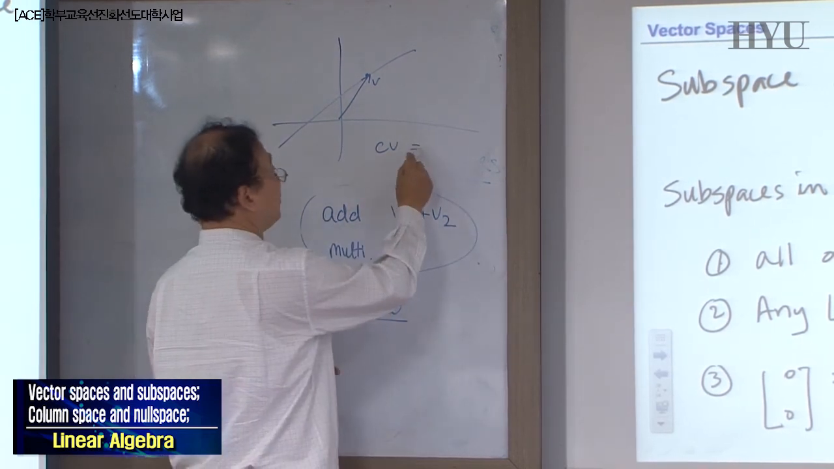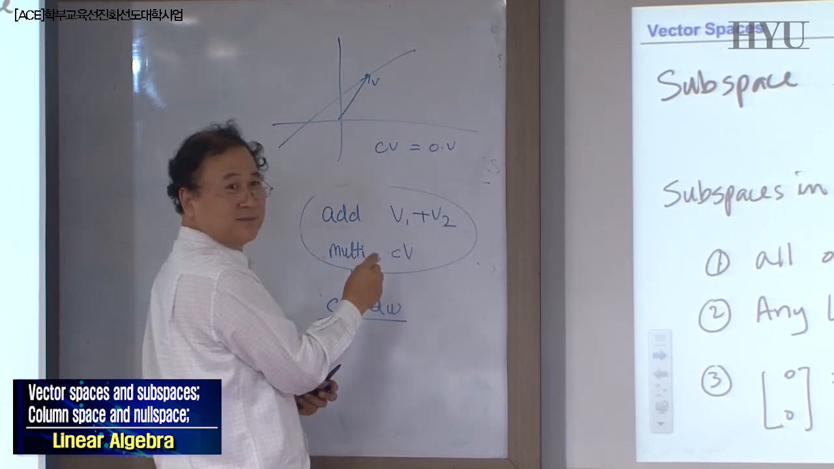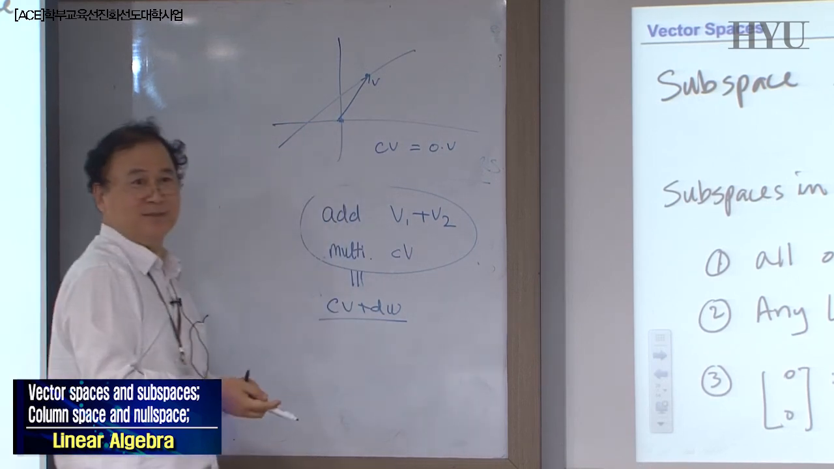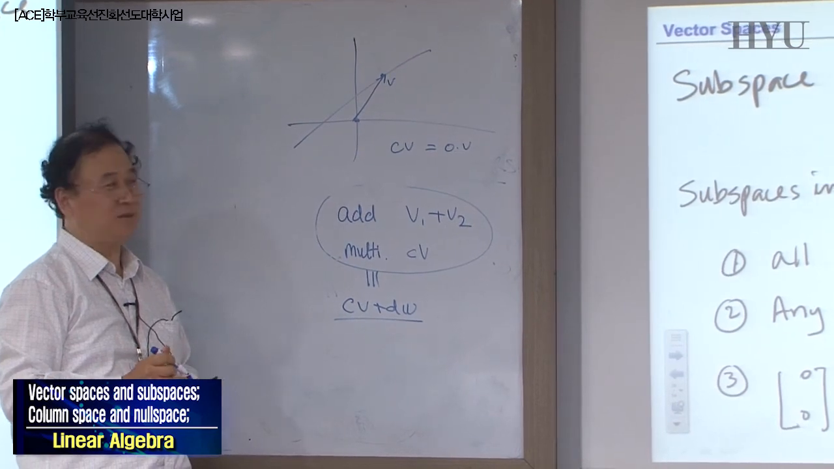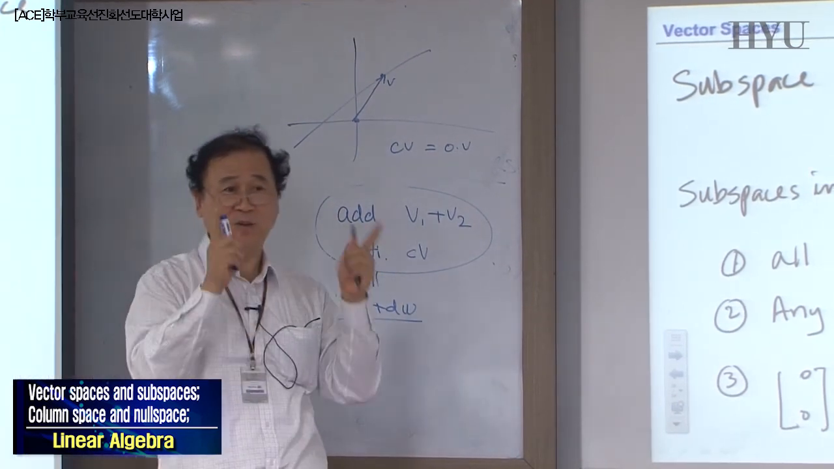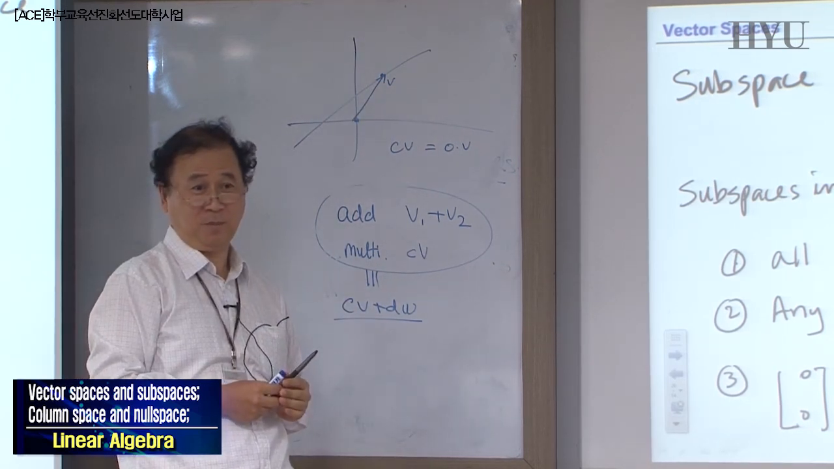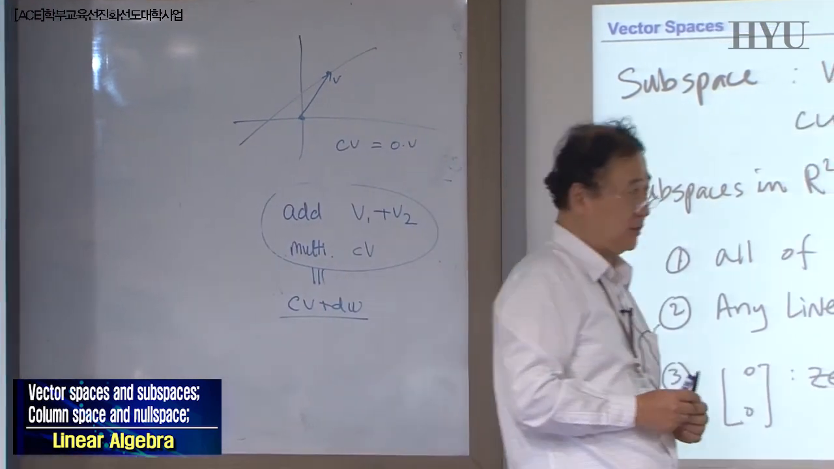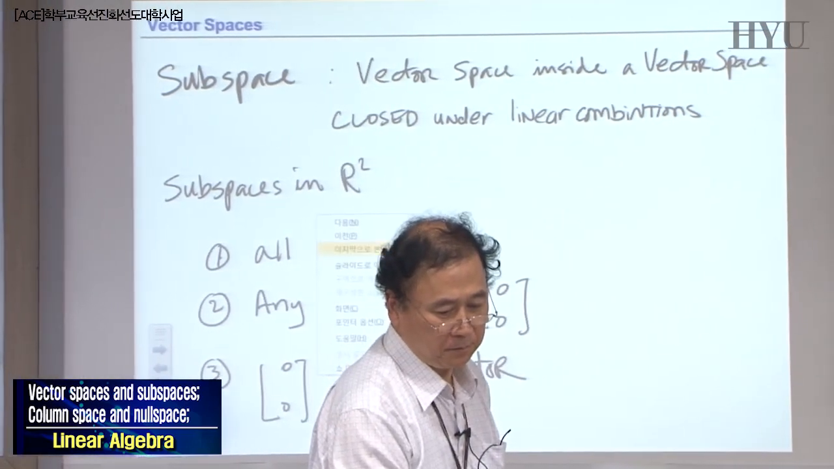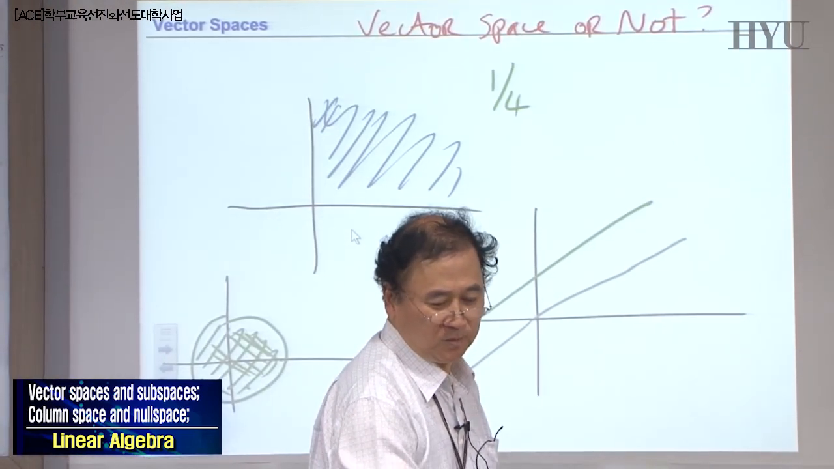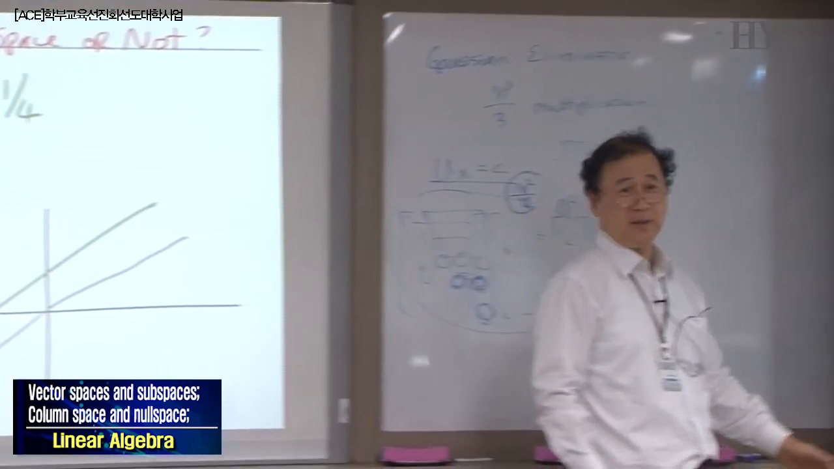How about C is 0? Then 0 times V gives the origin, right? It doesn't lie on the space. So for a line to be a closed vector space, it has to pass through the origin. Otherwise, it's not. So I can say this second line, which is passing through the origin point, yes, it's closed.